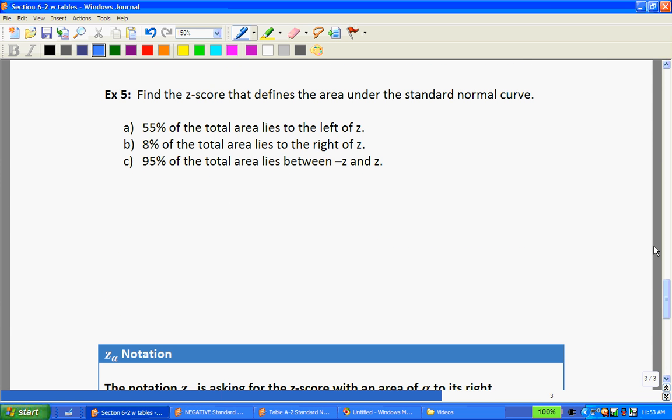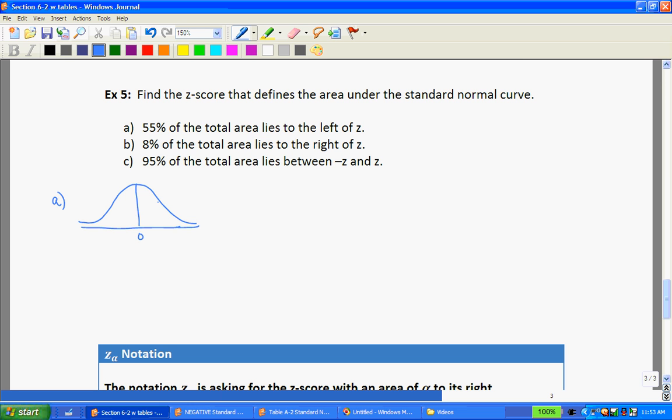Example 5. Find the z-score that defines the area under the standard normal curve. So again, just like we did before, we're going to start off by drawing a picture, and then I'll show you how to find these values. So for A, we know that 55% of the total area lies to the left of z. So z is what we don't know this time, but we do know the area. So I'll start with my picture.